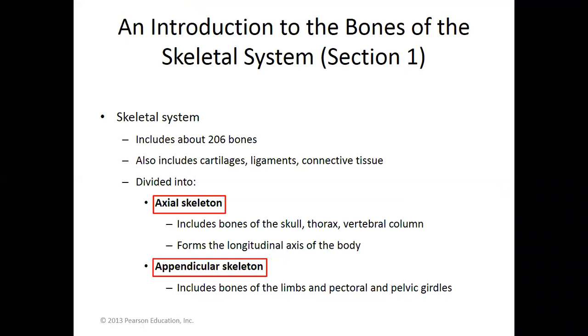The appendicular skeleton is all the bones that attach to the axial skeleton, the bones that make up your shoulder, which is your pectoral girdle. So think about bones like your shoulder blade and your collarbone. Your clavicle is your collarbone, your scapula is your shoulder blade, and the pelvic girdle, which is basically your hip bones, and then everything that's attached to those girdles all the way to the tips of your fingers and your toes. That's the appendicular skeleton.